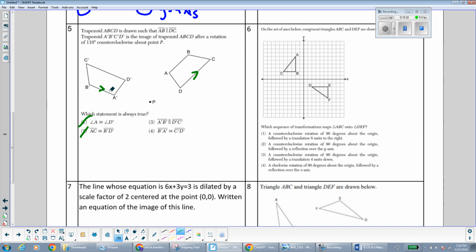A prime B prime is parallel to D prime C prime. Well, yeah, because originally A, B, and DC were parallel. So they're actually still going to be parallel because a rotation produces congruent figures and it keeps lines parallel to each other because it doesn't change the figure in any way. All it does is turn it, so it has a different orientation, but nothing else is altered. So that's the correct answer choice.